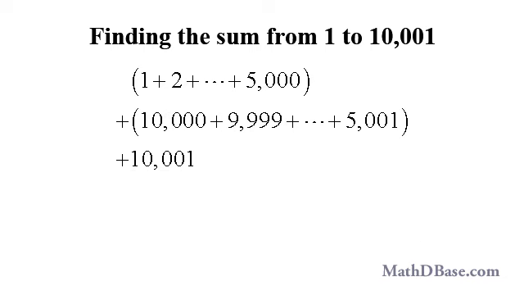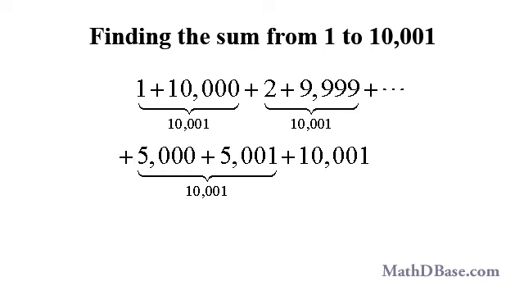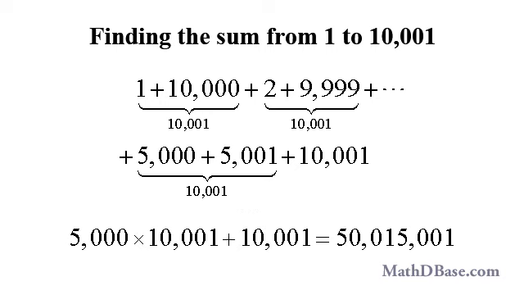which is equivalent to the sum of the addends with the second group in reverse order. Rearrange and regroup the addends. There are 5,000 pairs, each with a partial sum of 10,001. The total is 5,000 times 10,001 plus 10,001, which is equal to 50,015,001.